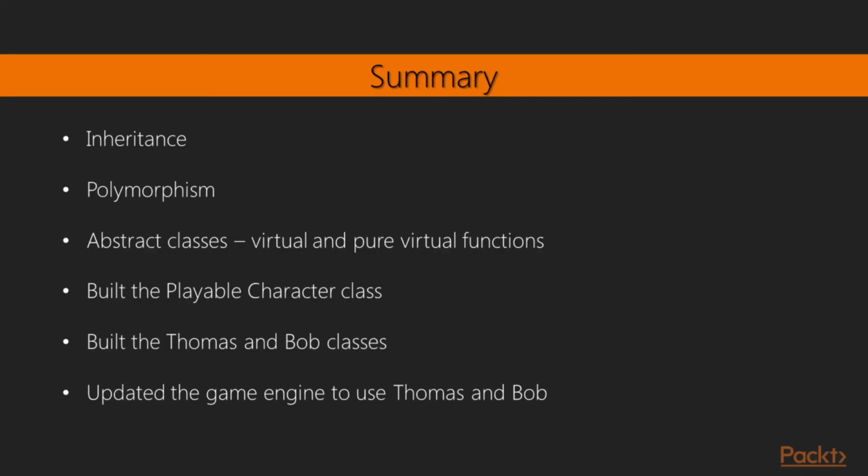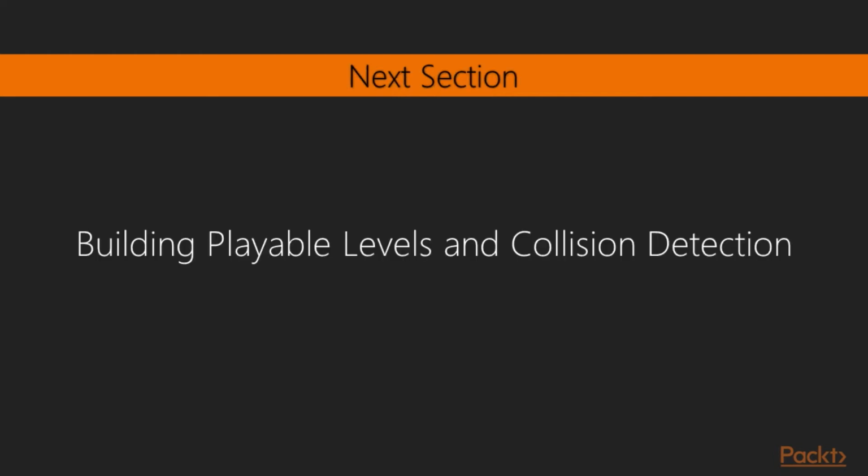Amazing! In this section, we started off by learning inheritance and polymorphism, then looked at abstract classes and building the playable character class. Lastly, we explored building the Thomas and Bob classes and updating the game engine to use Thomas and Bob. Awesome! In the next section, we'll learn building playable levels and collision detection.